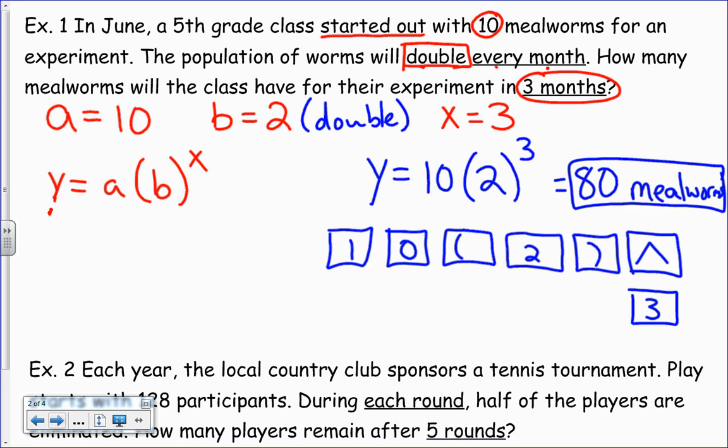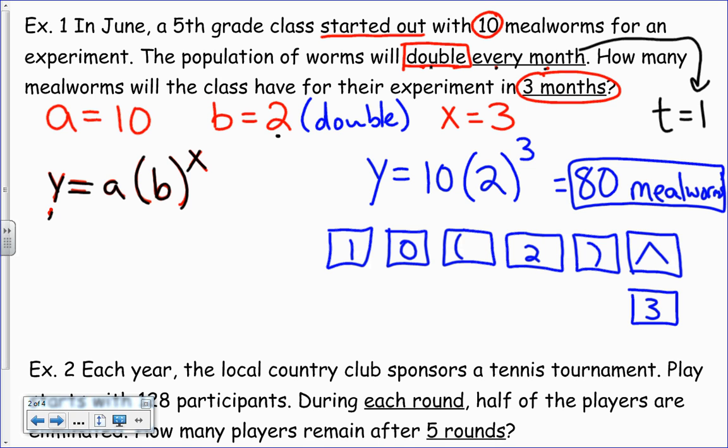Just to recap real quick to tell where A, B, and X all came from. All right. Started out, that's initial value or beginning with 10 mealworms. So A is 10. The population of worms will double. Double is the growth. All right. So B is the growth. That's got to be 2. Double means multiply by 2. Every month tells us that we're using this equation right here, y equals A times B to the X, because every month is every 1 month. That means that T would equal 1.